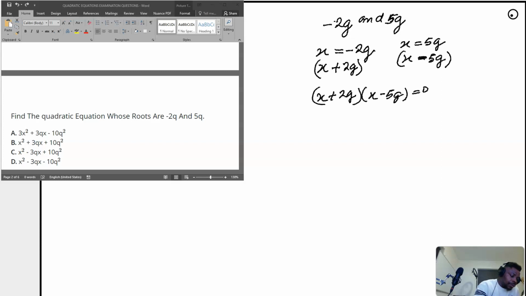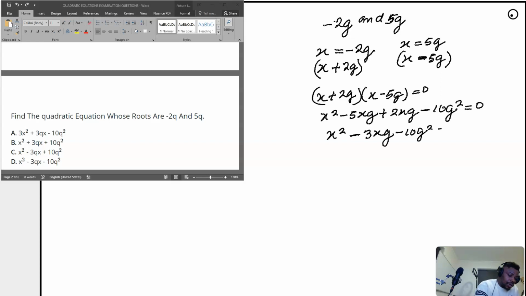It's equal to 0. So x squared, that is minus xq plus 2xq minus 10q squared is equal to 0. So x squared minus 3xq minus 10q squared is equal to 0. So our option is option D.